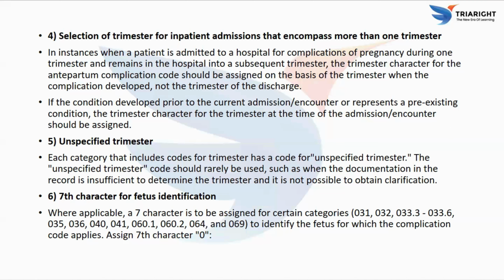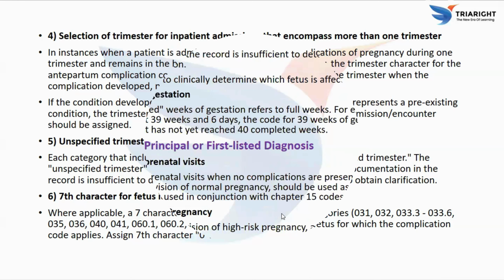Okay. Here is a practice example. A patient with twins is admitted at 24 weeks, which is the second trimester, with fetal distress affecting fetus 1. She stays until 28 weeks, the third trimester. Which trimester do you code? The second trimester, because the problem started then. Which fetus? Fetus 1. So the seventh character will be 1. Okay. This is how you have to remember that the seventh character plays a major role in fetus identification.